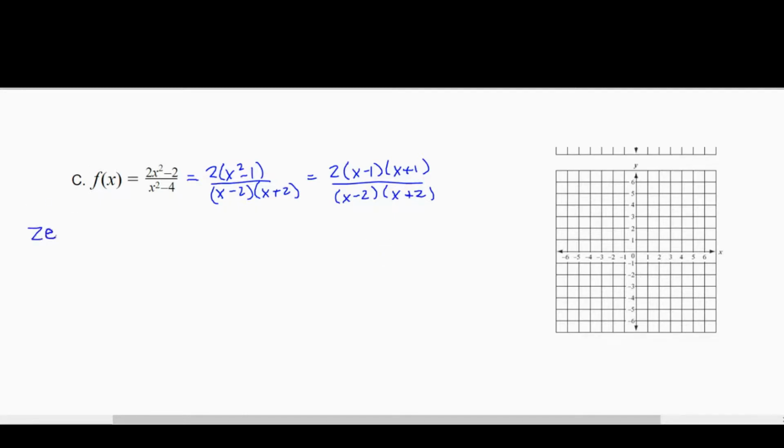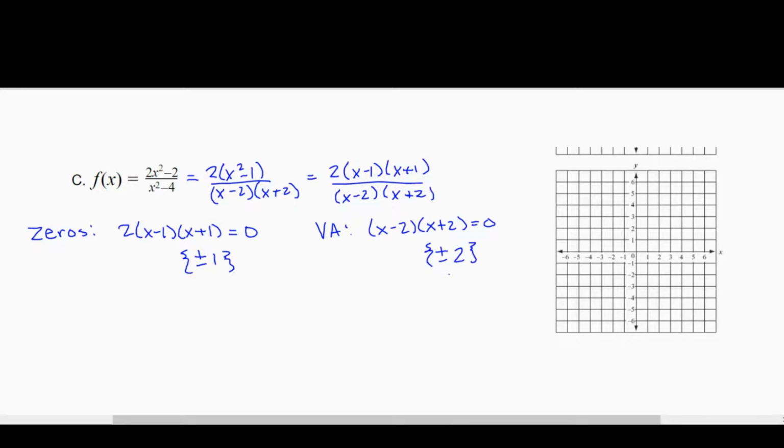And zeros are found when our numerator is set equal to 0. So we already have it factored, which is nice. So this gives us solutions of plus and minus 1. All right. Vertical asymptotes when our denominator is set equal to 0. Already factored, makes it nice. So then our vertical asymptotes will be found at positive and -2. This time we have 2 vertical asymptotes. So this graph is going to be interesting.